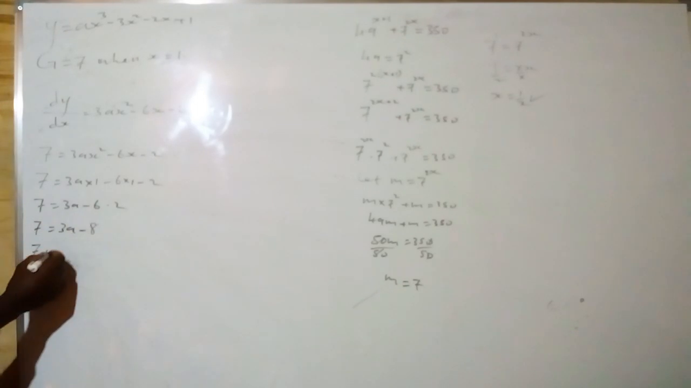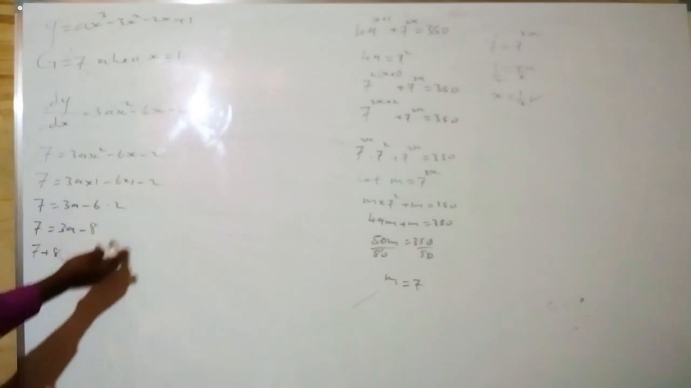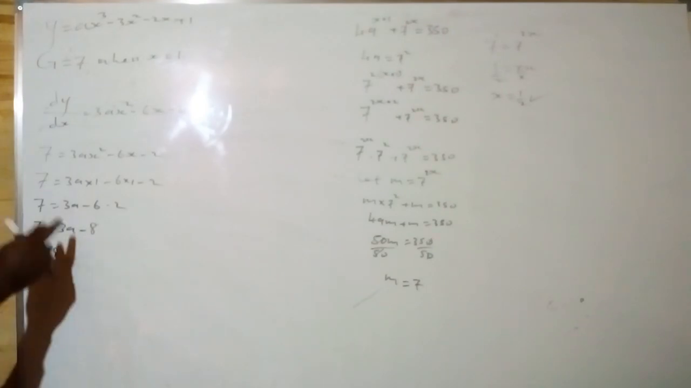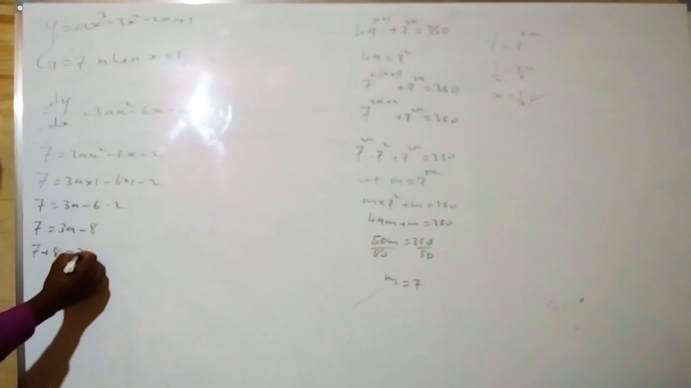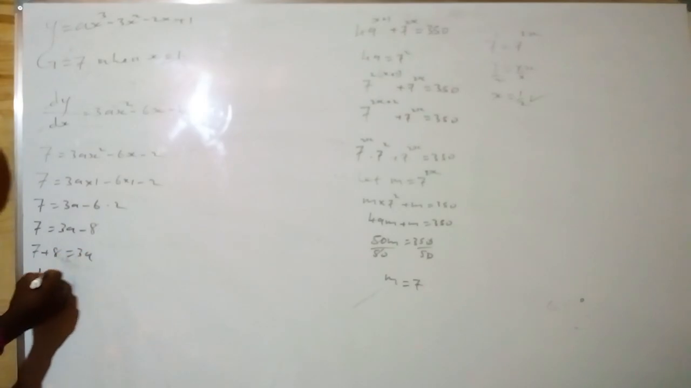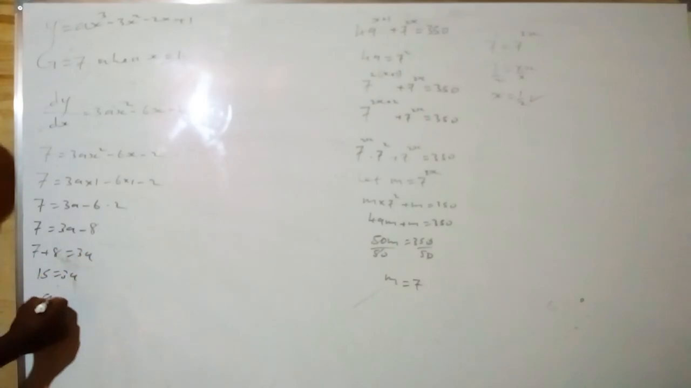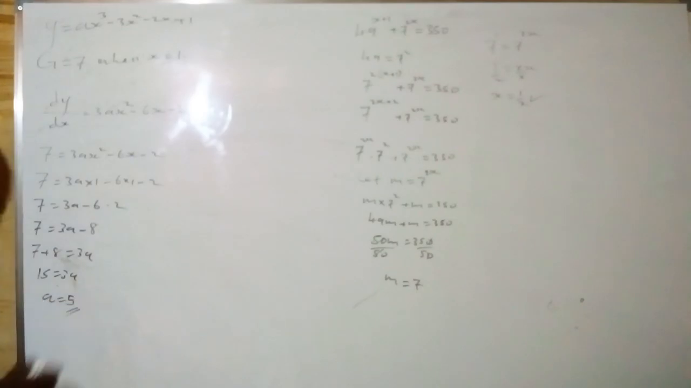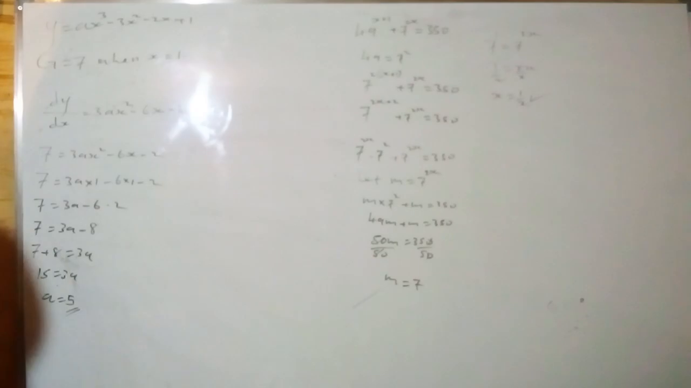From negative 8 to the other side, the sign changes from negative 8 to positive 8. 15 is equal to 3a, and our a is 5. Yeah, that is the correct answer. We proceed to the next.